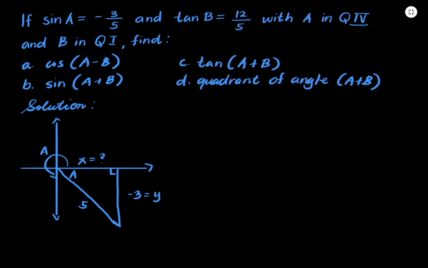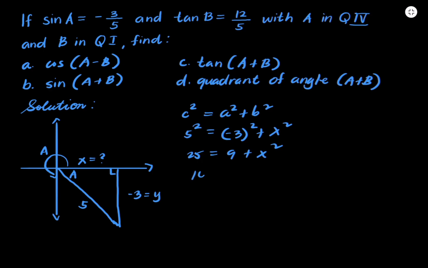So, to determine the value of X, we need to use the Pythagorean theorem, which states that the square of the hypotenuse is equal to the square of A plus the square of B, where A and B are the legs of the right triangle. In this case, the legs are X and Y. So the hypotenuse is 5 squared equals, suppose A is negative 3, negative 3 squared plus X squared. So this is 25 and this is 9 plus X squared. So 25 minus 9, that is 16, equals X squared. So extracting the roots, X is equal to 4.